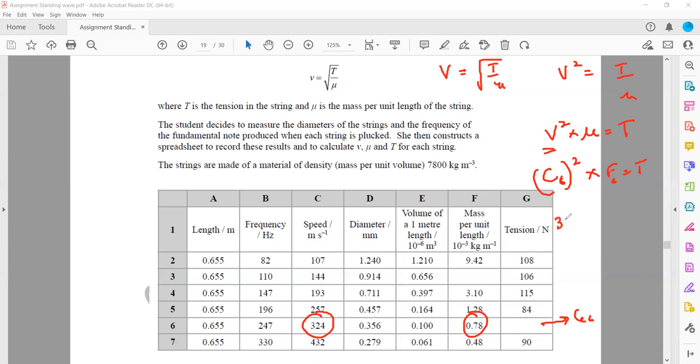So C6 is how much? 324, squared, multiplied by F6, which is how much? 0.78 into 10 power minus 3. Multiply, and you will get the tension. What's the answer for this? 82. So 82 newtons is the tension in this string. So that's how you complete this spreadsheet.